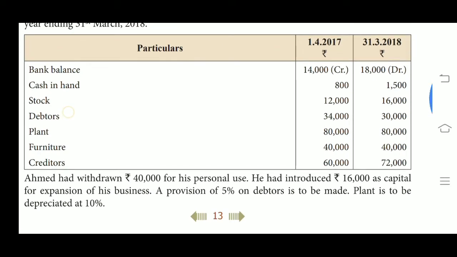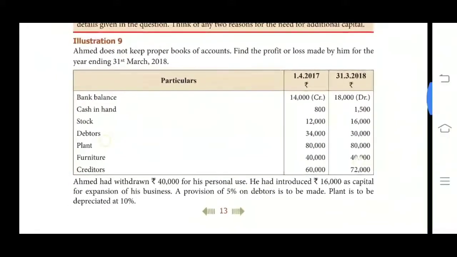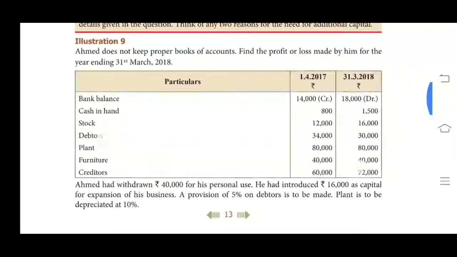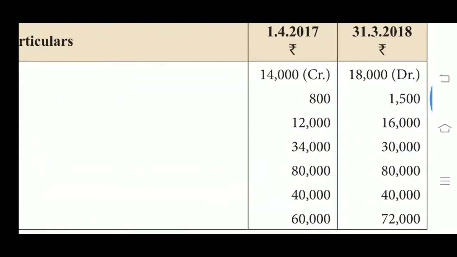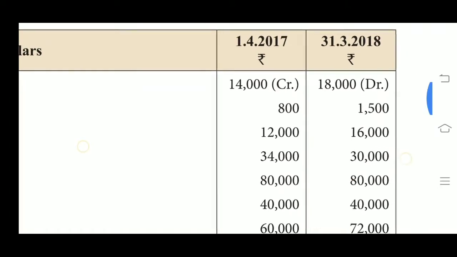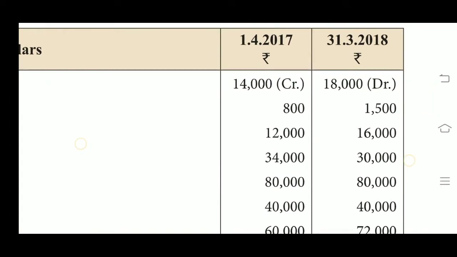So there are 3 important points in this problem. The first one is, in the first year the value is given as CR, and in the second year the value is given as DR. CR means credit, DR means debit value. CR means this value enters the liability side. DR means this value enters the asset side.